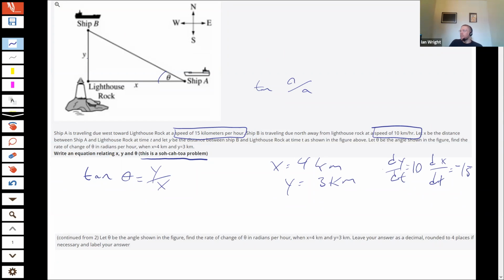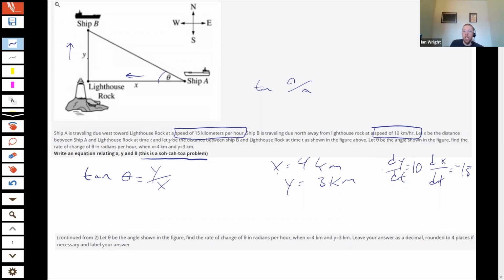Why did I pick negative 15 here? Yeah, good. So x is getting closer, right? So this ship's moving this way. This ship is moving this way. So y is getting bigger. So it's positive derivative. X is getting smaller, so negative derivative. Good job, you guys.